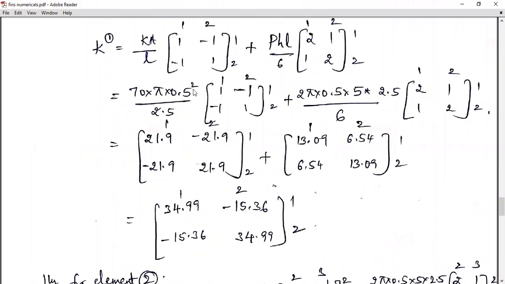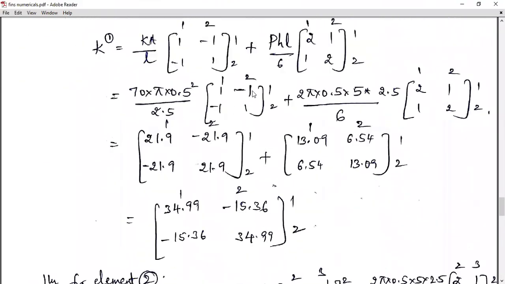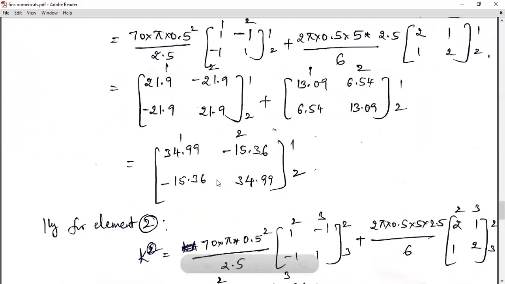So pi r square, or pi d square by 4. You could have used also pi d square by 4. 2.5. Then you simplify again 2. Here it is. Look at this perimeter for a circular cross section. It is 2 pi r. It's the only difference. Otherwise, you would have used 2 into (a plus b) for rectangular cross section. So be very careful with the perimeter term because the heat transfer happens throughout the surface. Now h is 5, L is 2.5, and you add it, you get this resultant matrix.